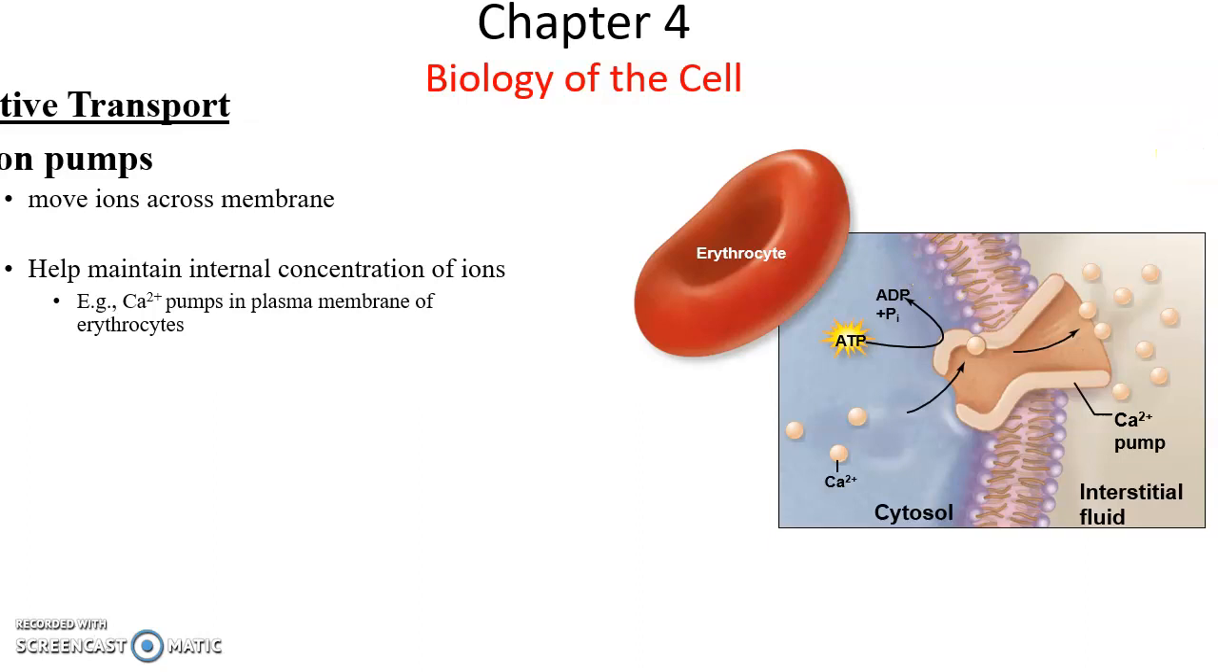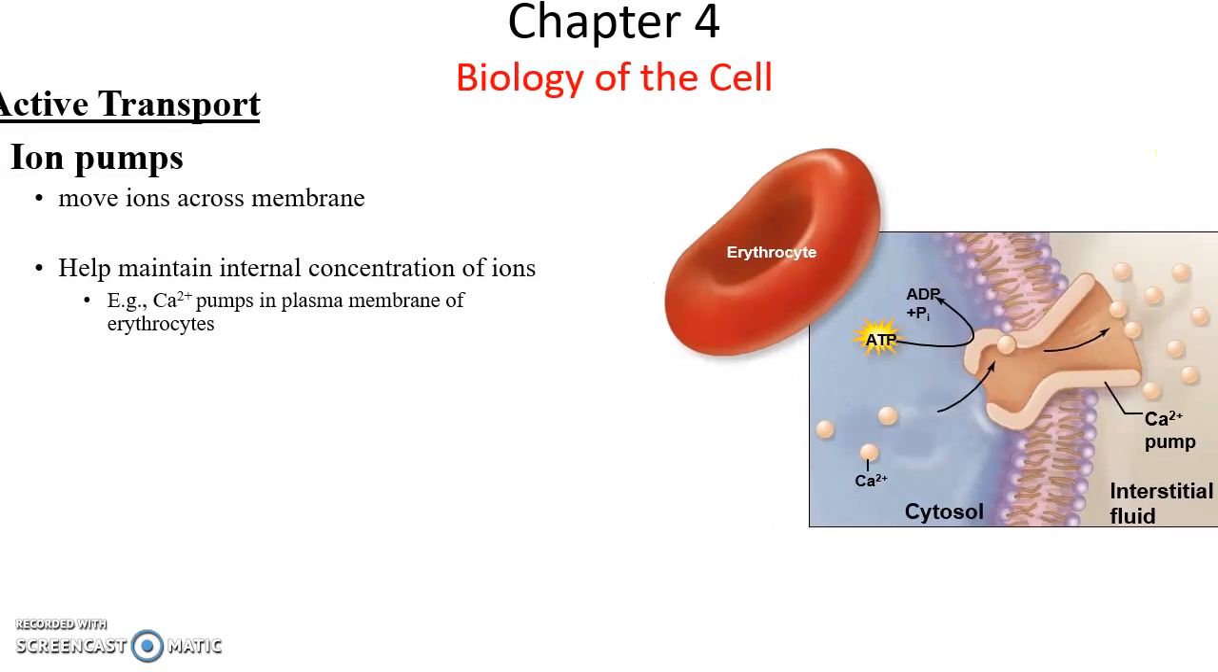So one form of active transport is going to involve proteins, membrane proteins. So for instance, we have the ion pumps. Ion pumps will move ions against the concentration gradient. So for instance, erythrocytes, red blood cells, need to send calcium ions out of the cell. And it takes energy, the use of ATP, to move charged calcium ions out of the cell to outside of the cell where it's at a higher concentration.